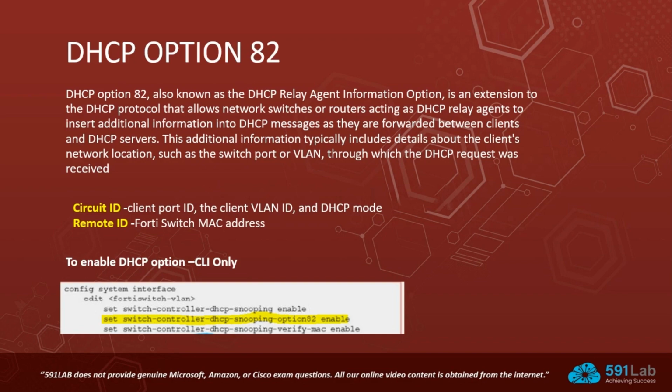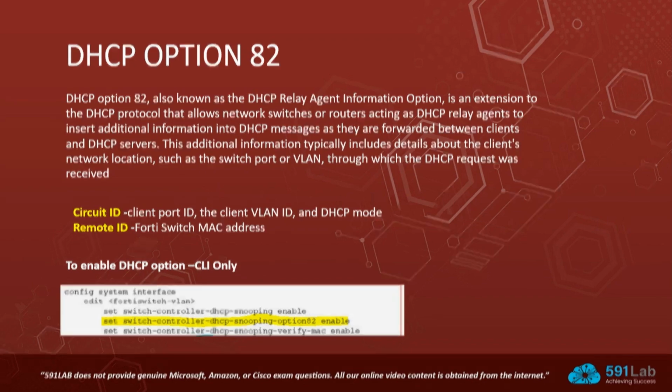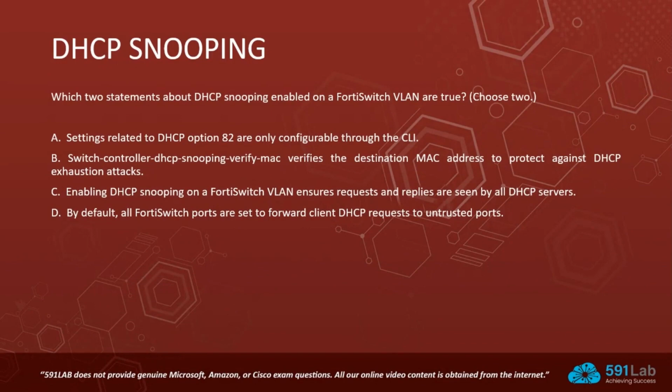Let's go back to the question and find out what is the correct answer. Answer A. Settings related to DHCP option 82 are only configurable through CLI. As we learned, now you know that this answer is correct. Answer B. Switch controller DHCP snooping verify MAC verifies the destination MAC address to protect against DHCP exhaustion attacks. This answer is wrong. It verifies the source, not the destination MAC address.